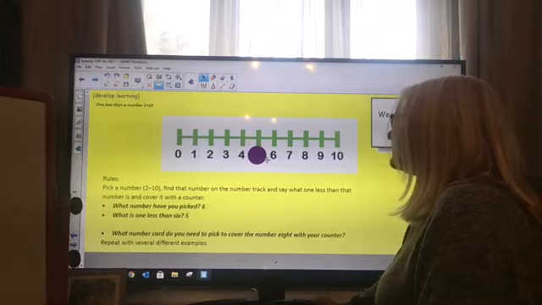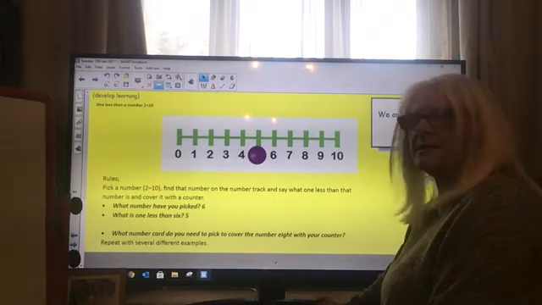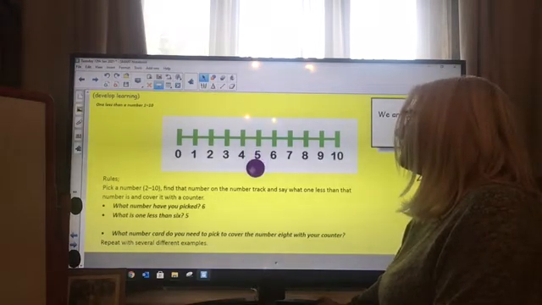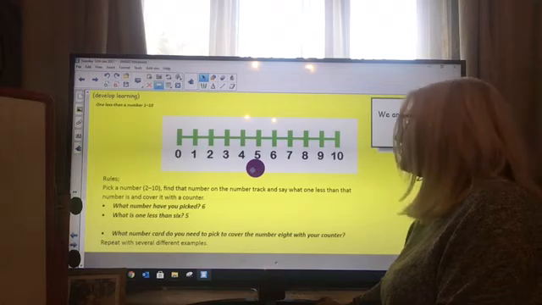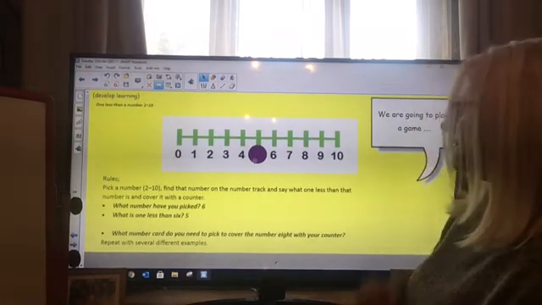So what number is my purple spot on at the moment? I can see a 4 and I can see a 6. So what number must that one be? You are right. It's number 5. Well done. Let's cover it up again. So the number that I have picked is 5.